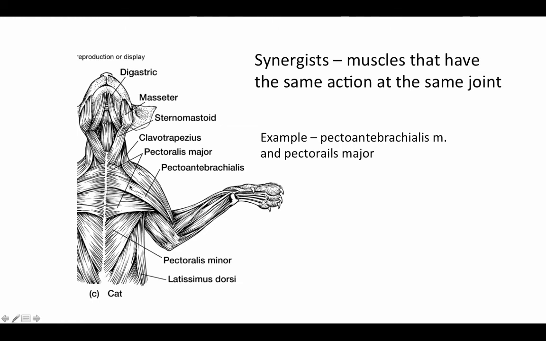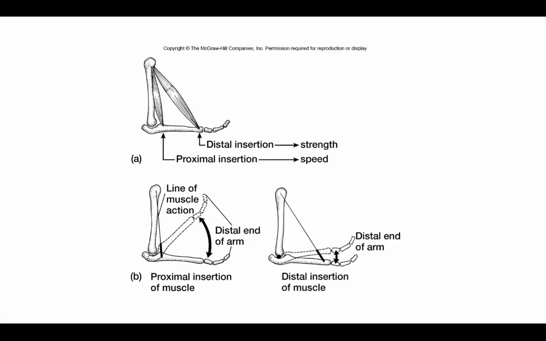These are both going to be adductors of the shoulder joint, and they're going to work as synergists, producing the same action. So one cool thing that we can do with these synergistic muscle groups is that even though they have the same action, they can be optimized for either force production or velocity production using leverage.